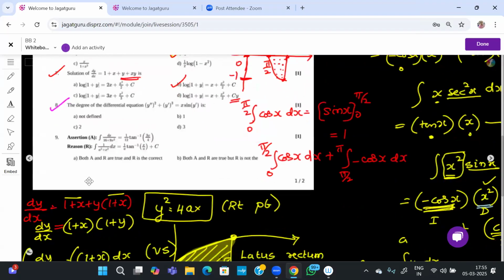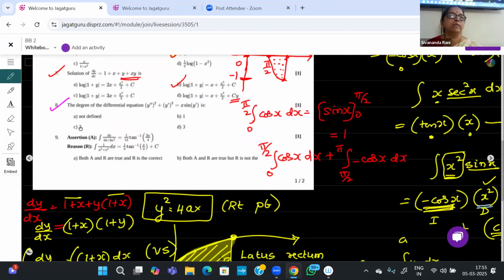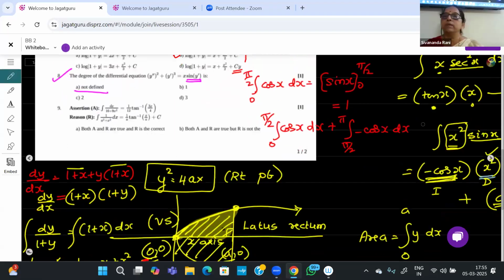Not defined. A, ma'am. It's not defined because it is sine of y dash. Had it been sine of y, I would have chosen the degree to be 2. I don't mind the presence of sine y. I don't mind the presence of sine square y. Anything, e power y, all those things are okay. But if it is sine of some derivative, it wouldn't be a polynomial in the derivative, so its degree becomes meaningless. Okay, that's it.